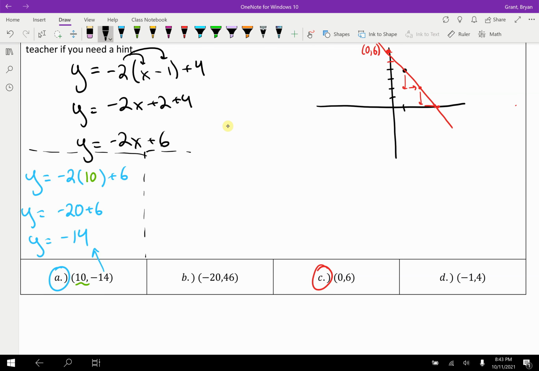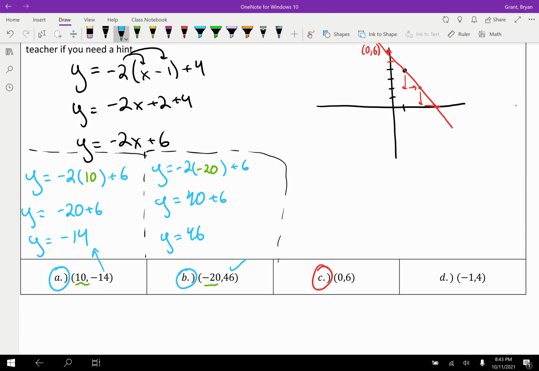Let's try these last couple. Okay, but you get the idea. Hopefully you can work off ahead. Negative 2 times something plus 6. The something we're substituting in is negative 20. So this becomes 40 plus 6. And I think that is 46. Excellent. We already saw (0, 6) worked.